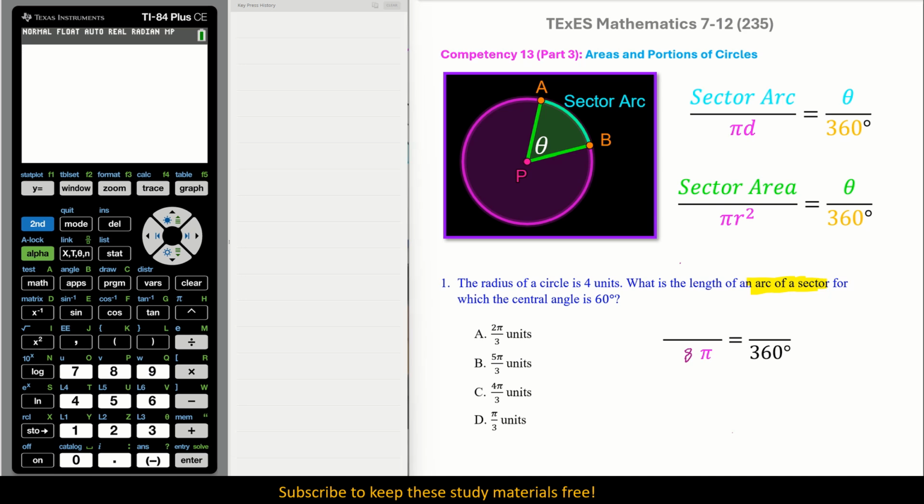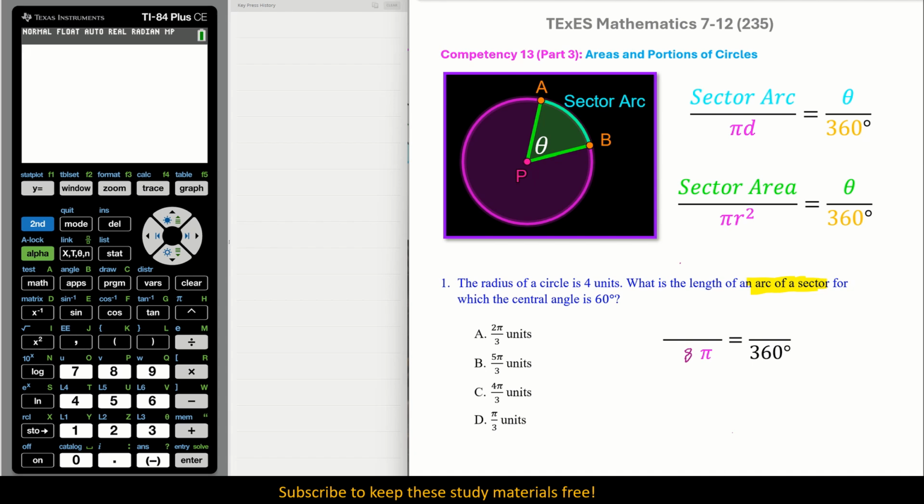What this is saying is that your sector arc is proportional with the sector arc out of the entire circumference. Remember, pi d is circumference. We can set up a proportion. So this outside sector right here, this little bit right here.